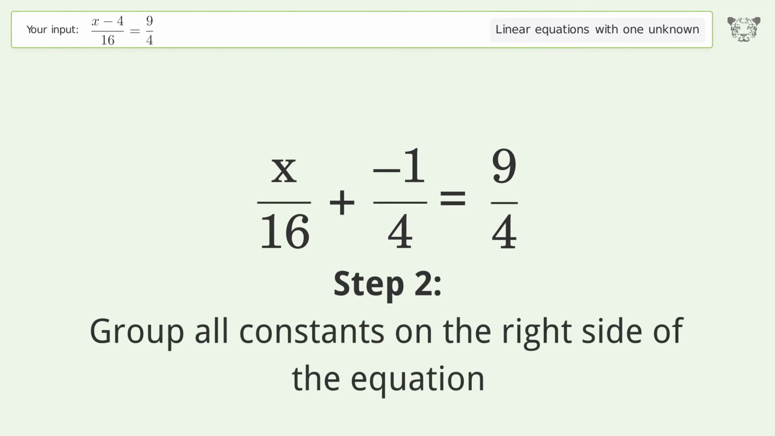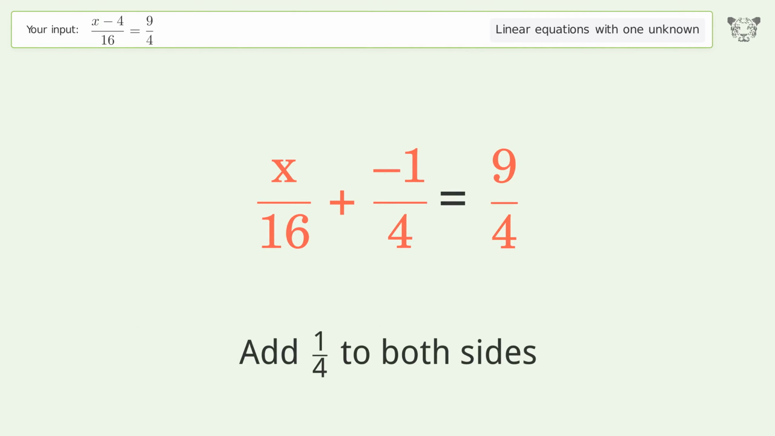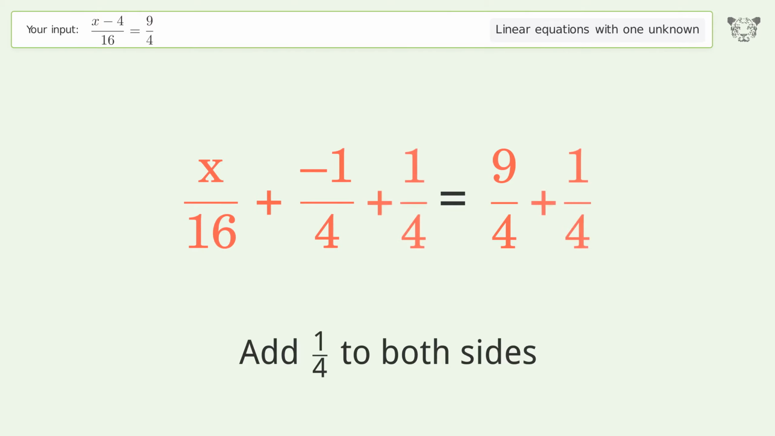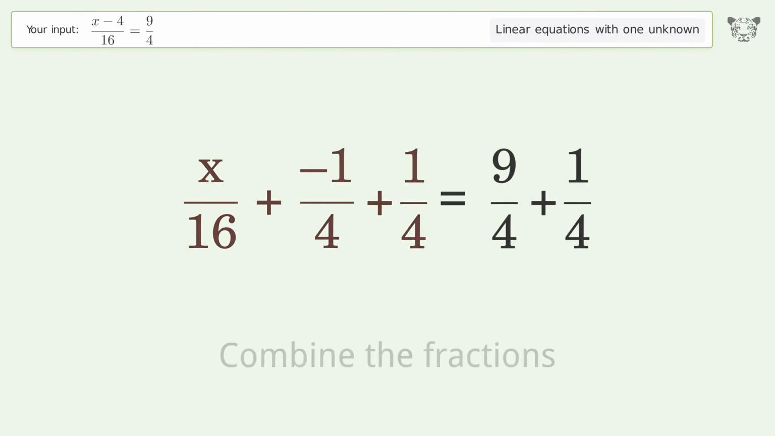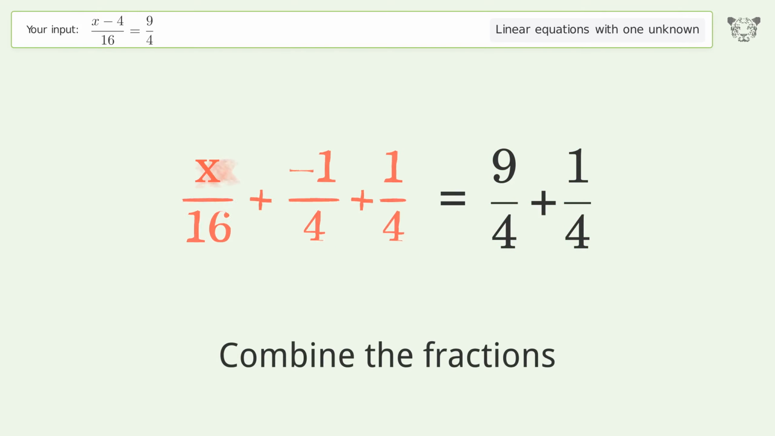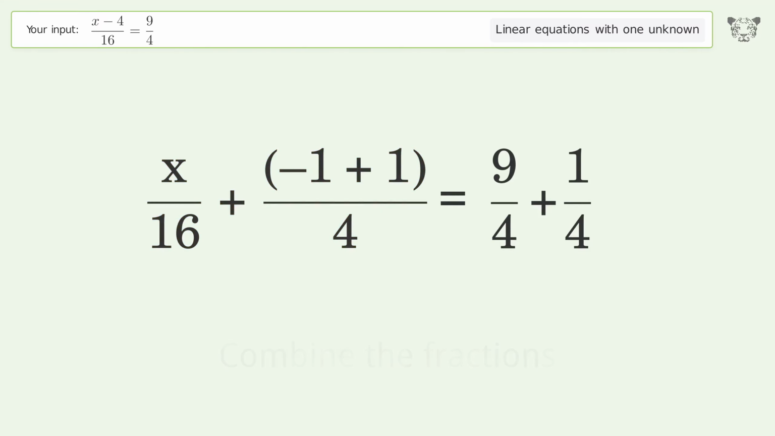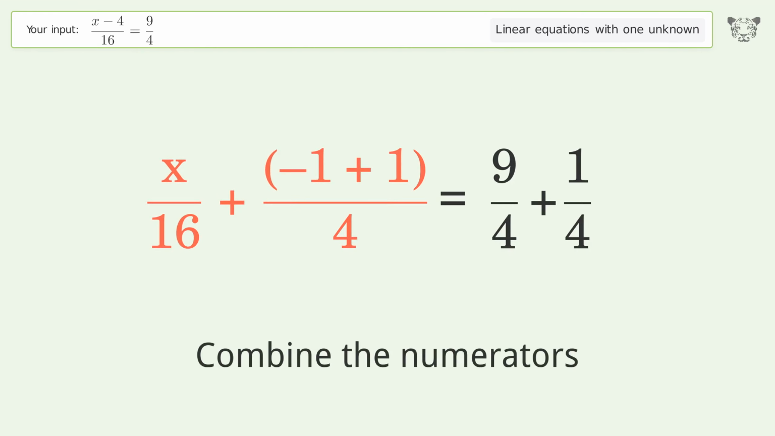Group all constants on the right side of the equation. Add 1/4 to both sides. Combine the fractions. Combine the numerators.